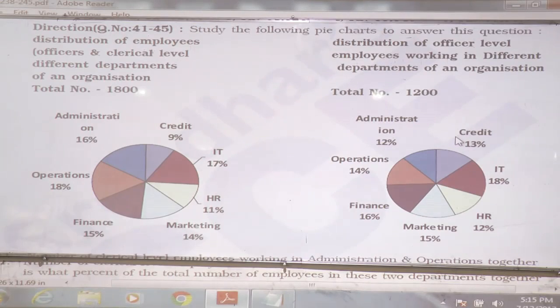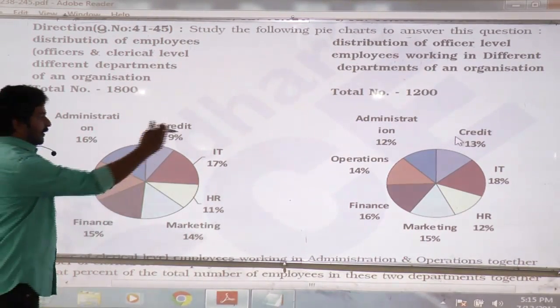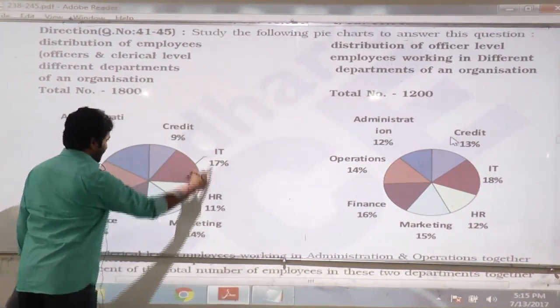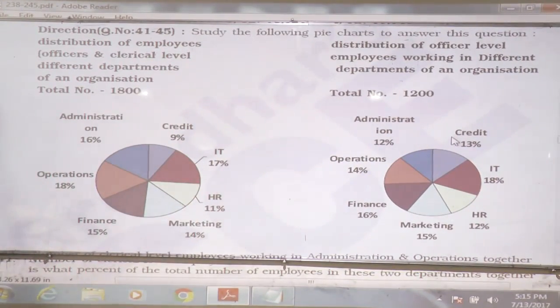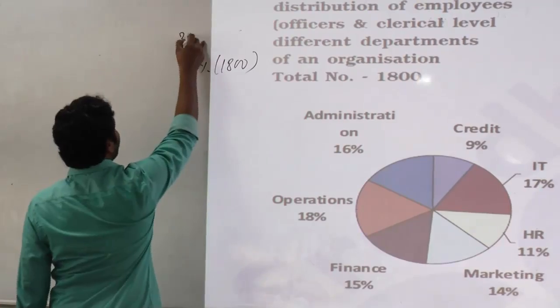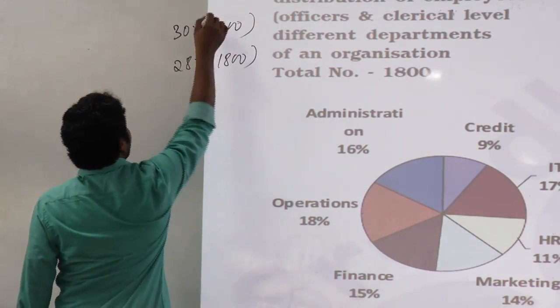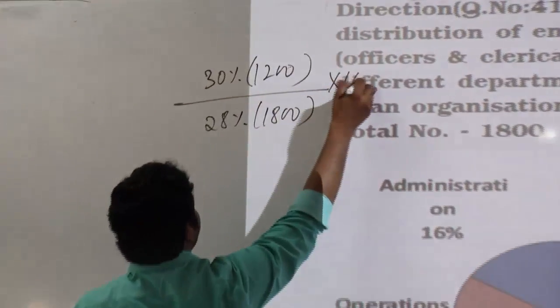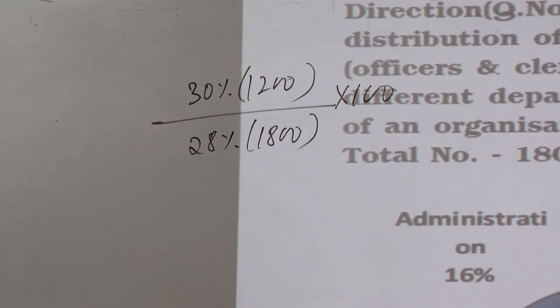Total number of officers working in IT and HR departments together is what percent of total number of employees in these two departments, rounded off to the nearest integer. Number of officers working in IT and HR. What is this? 28%, 28% of 1800. And there it is 30%, 30% of 1200. Officers are what percent of total? That's what your question is, am I right?